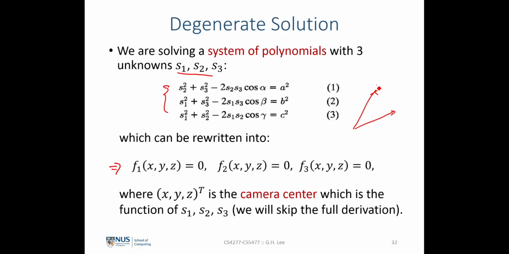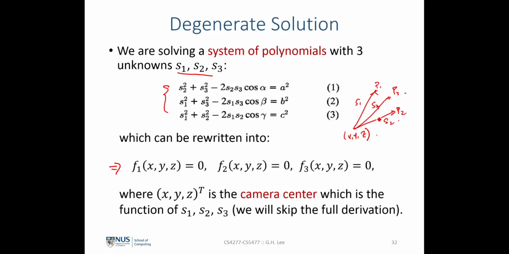We have 3 points, p1, p2, and then p3 over here. So we are going to represent the camera center here as x, y, and z. And S1, S2, S3 here represent the magnitude of the vector from the camera center to the respective points.